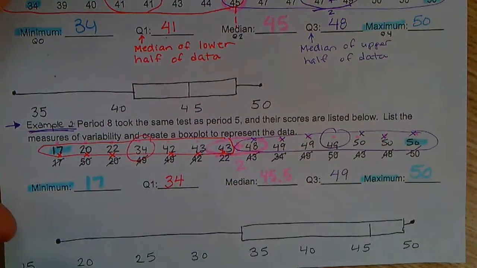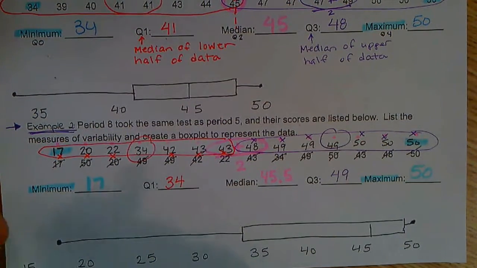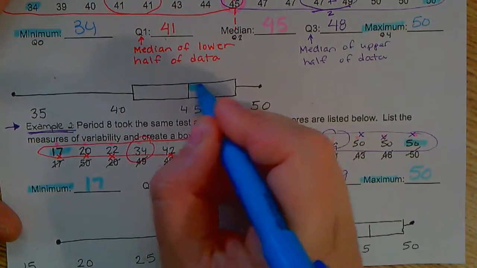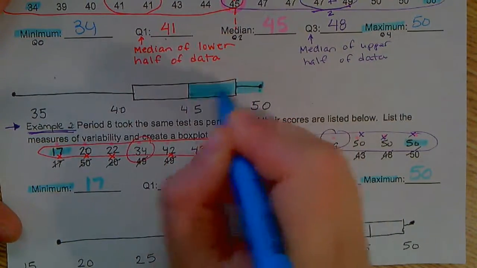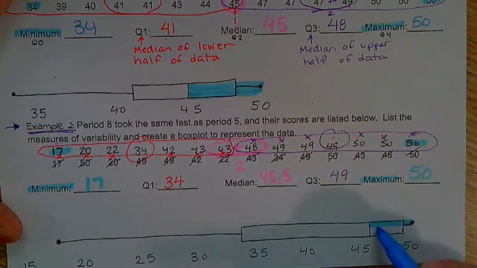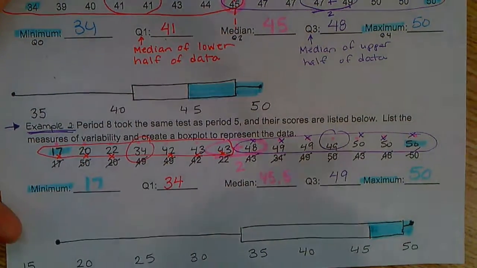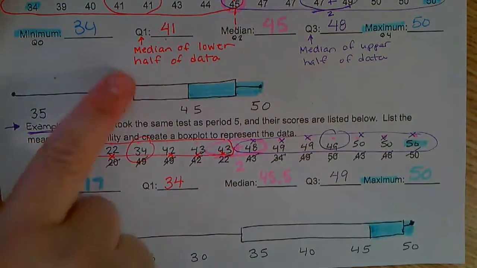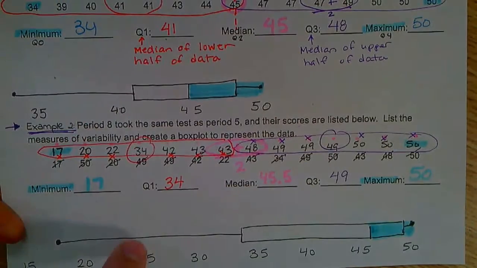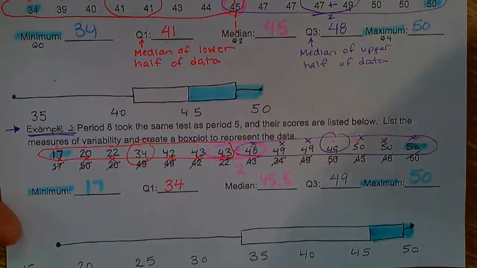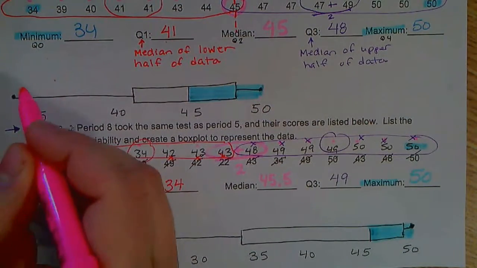So in terms of what our data means, in this situation, for example, in period 5, half of the class, 2/4, scored between 45 and 50. And a similar thing is true for 8th period. Half of the class scored between 45.5 and 50. So those medians are really close, meaning that half the students scored fairly well, 45 or 45.5 through 50.